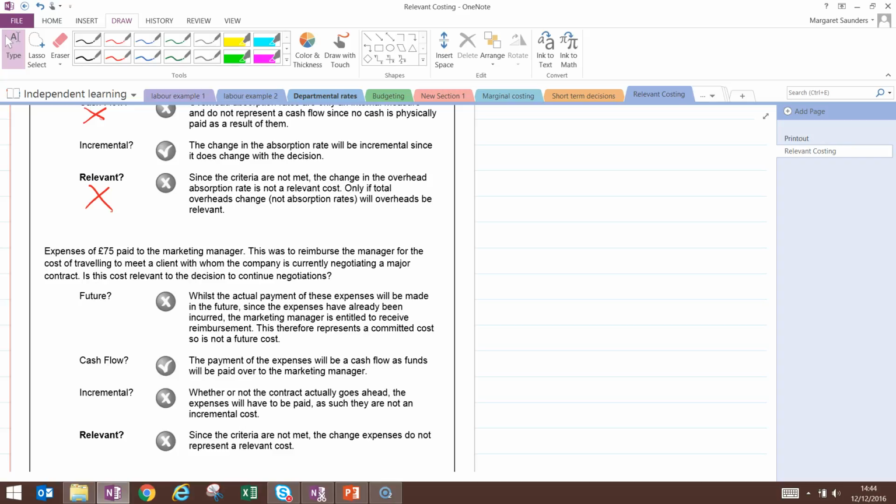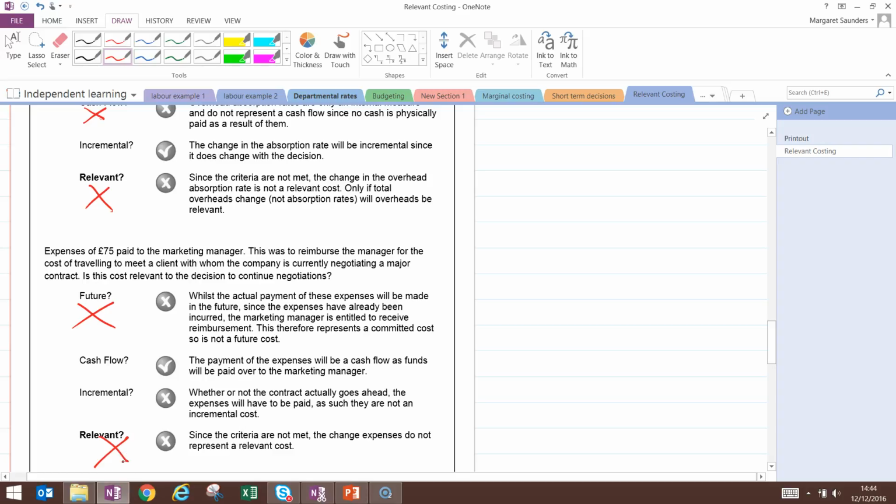So firstly, future. Is it a cost that's going to be paid in the future? The answer is no, it's already been paid. Therefore, it is not relevant. So we don't need to go any further. If it's not a future cost, it is not relevant.